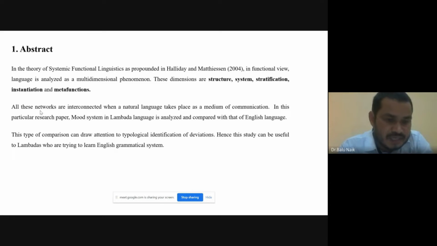In this particular research paper, the mood system in Lambada language is analyzed and compared with that of English language. This type of comparison can draw attention to typological identification of deviation. Hence, this study can be useful to Lambadas who are trying to learn the English grammatical system.